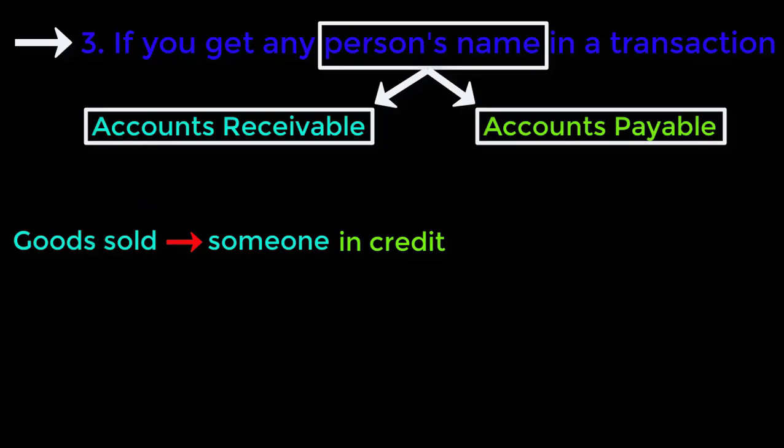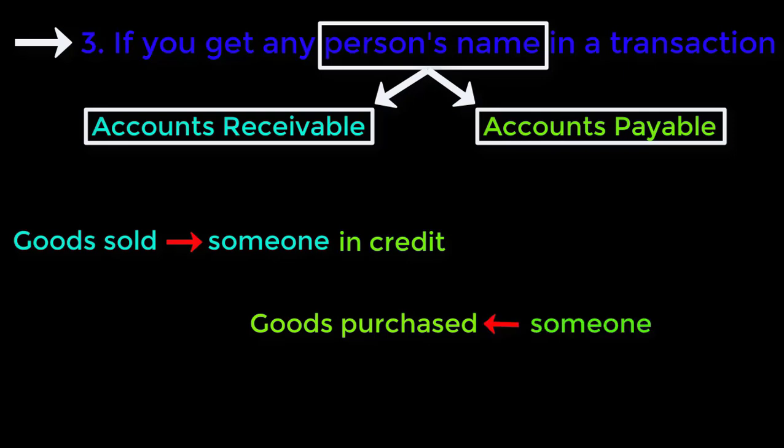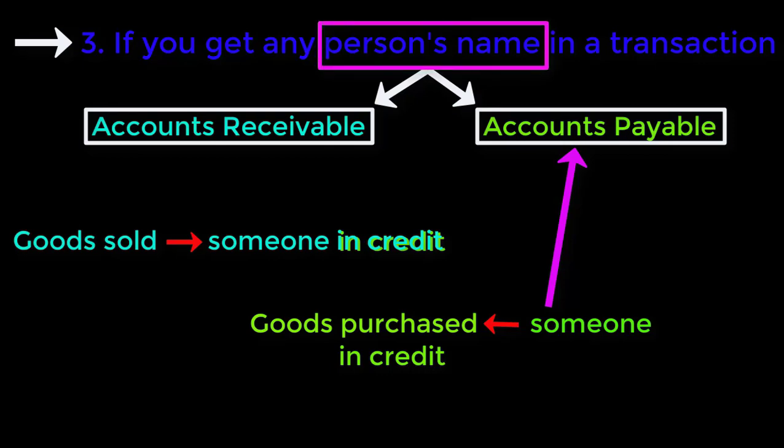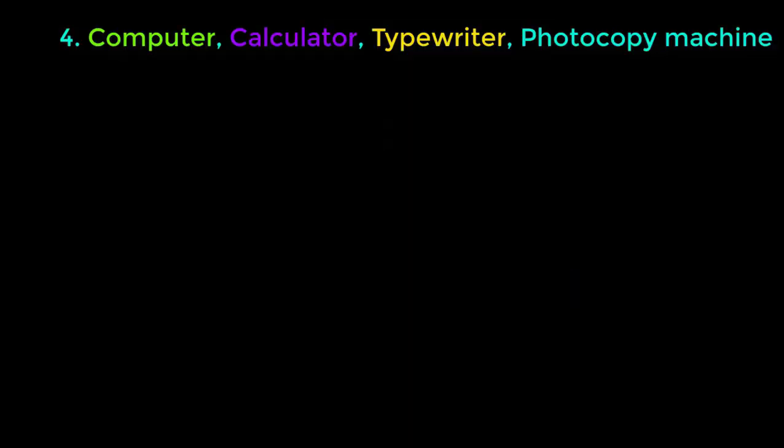On the other hand, when goods are purchased from someone on credit, then you will have to write accounts payable instead of the name of the person. Why accounts payable? Because the company will have to pay the money in future. Number 4.